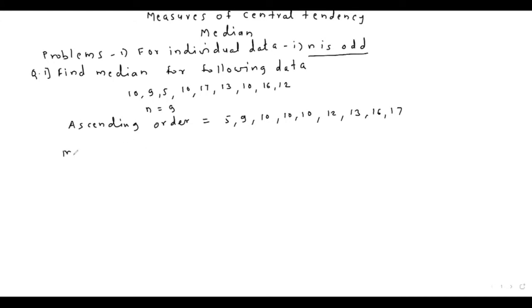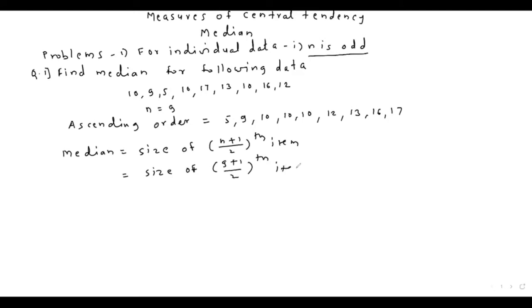So the formula for median is size of (n plus 1) divided by 2 th item. Here n is 9. So replace the value of n as 9. So size of (9 plus 1) divided by 2 th item. That is equal to size of 9 plus 1, that is 10, isn't it? So 10 divided by 2, and 10 divided by 2 is nothing but 5. Hence the size of 5th item.